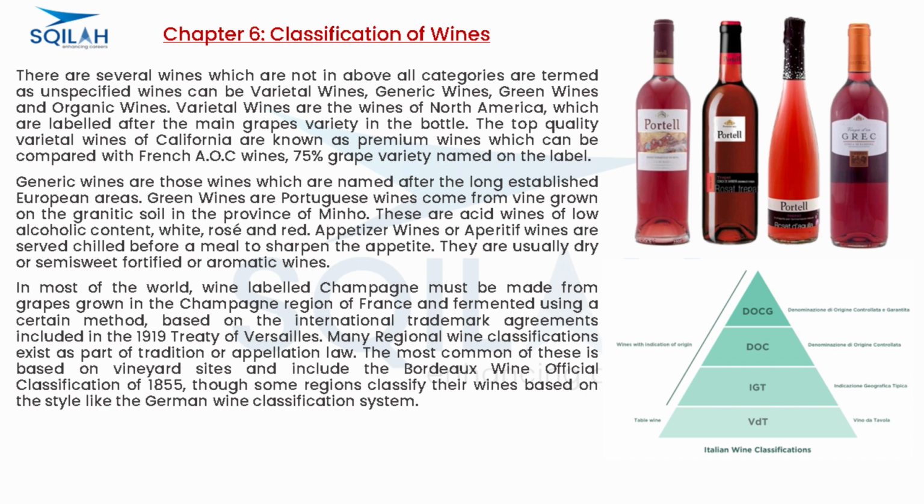Many regional wine classifications exist as part of tradition or appellation law. The most common of these is based on vineyard sites and includes the Bordeaux Wine Official Classification of 1855, though some regions classify their wines based on the style, like the German wine classification system.